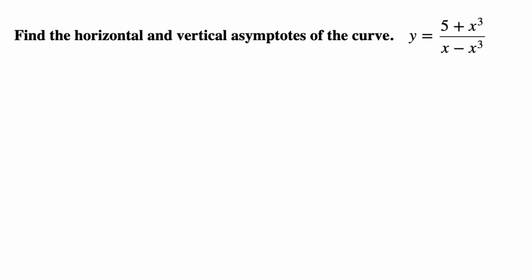Find the horizontal and vertical asymptotes of the curve y equals (5 plus x cubed) over (x minus x cubed). So horizontal asymptotes means the limit of the function when x goes to plus infinity and when x goes to negative infinity. So we need to evaluate two limits. Let me just find when x goes to infinity.